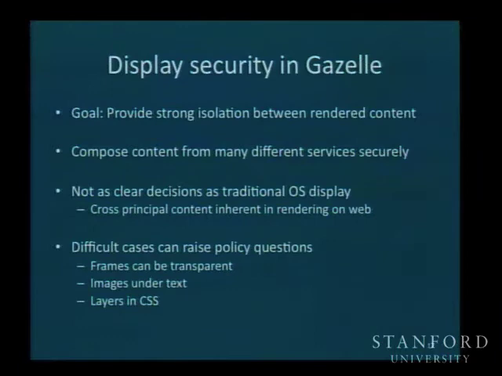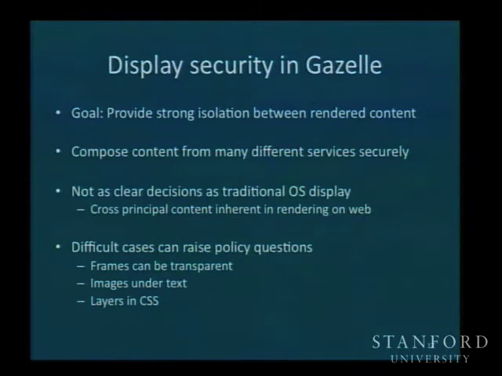We also have difficult cases when we start talking about what policy we have for display. We can have transparent frames, so transparent windows on top of others. We can have images and things under text. We can have layers and cascading style sheets. All these kinds of things raise sometimes interesting security questions, especially in the cases of transparency.